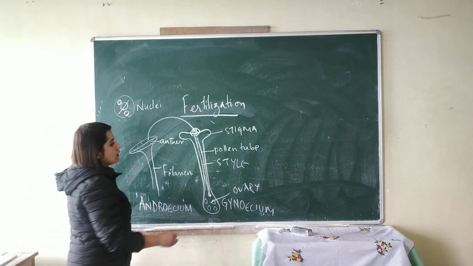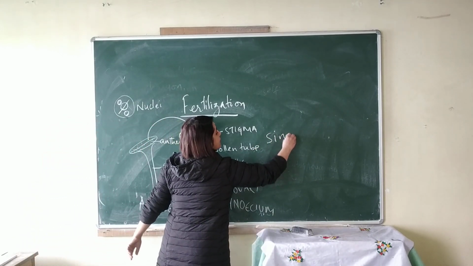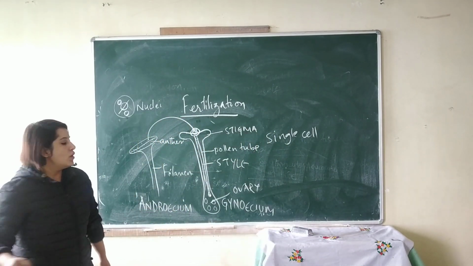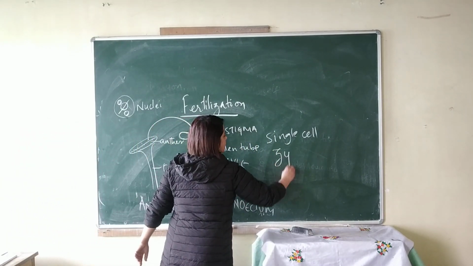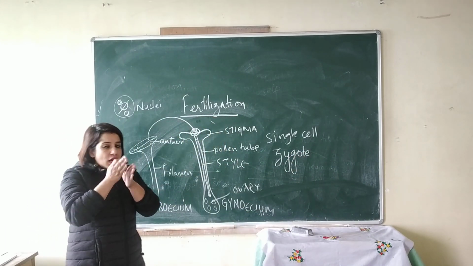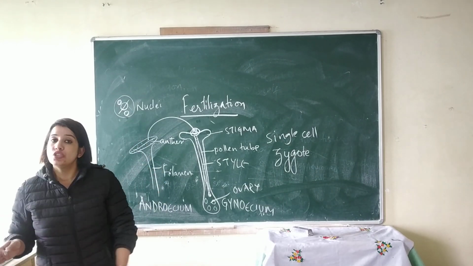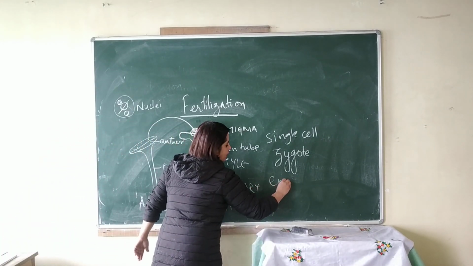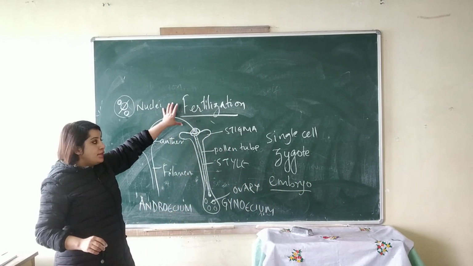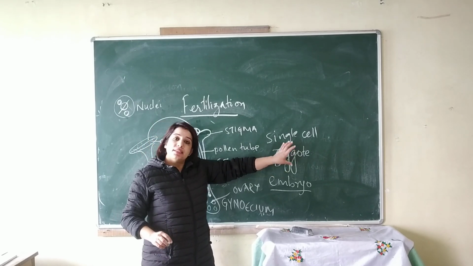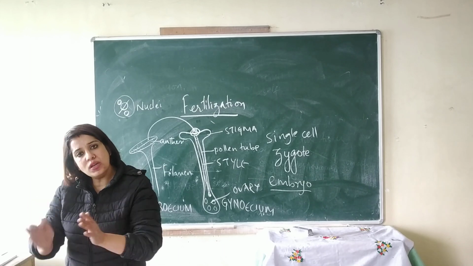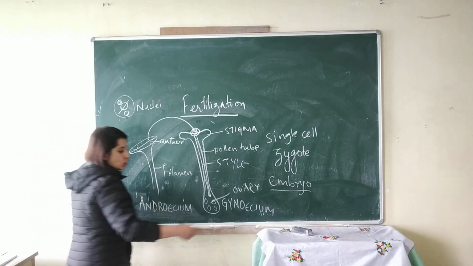Once fertilization occurs, a single-cell structure is formed, which is known as a zygote. This single cell undergoes repeated division to form the embryo. So the result of fertilization is a zygote. This zygote further divides to form an embryo. Now what happens after fertilization?